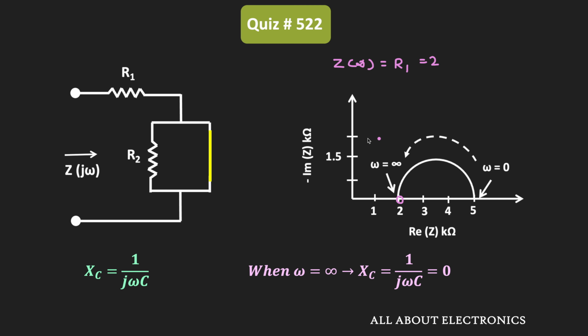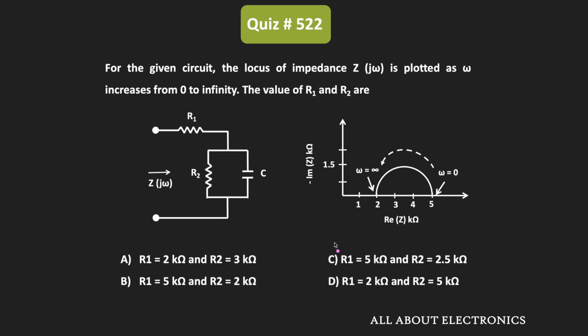So we can say that R1 is equal to 2 kilo ohm. And earlier we found that R1 plus R2 is equal to 5 kilo ohm. So from this we can say that the value of R2 is equal to 3 kilo ohm. And therefore for the given question, option A is the correct answer.